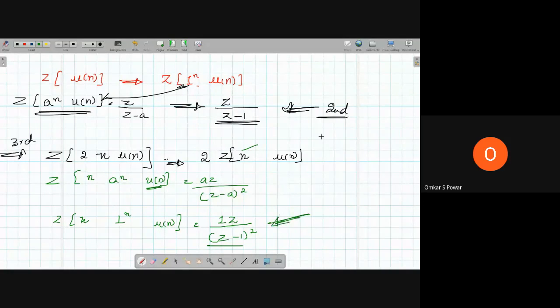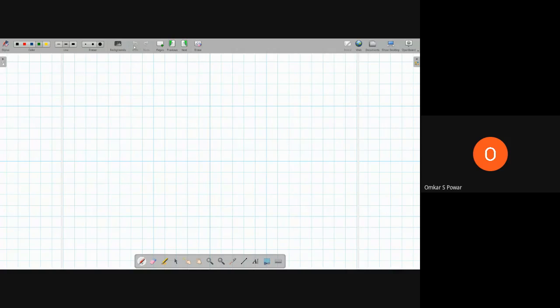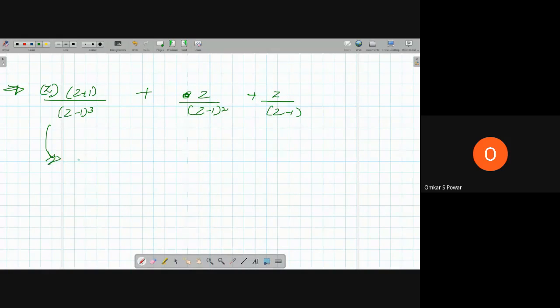So we have got our third term, we have got the second term, and we have got the z transform of the first term. Then what we have to do? We have to add all the terms together. So it will be your first term, which is z into z plus 1 divided by z minus 1 the whole cube, plus what is your second term? z divided by z minus 1 the whole square, and your third term is z by z minus 1. So take the LCM, simplify this one. So you should arrive at the answer as z cube plus z square divided by z minus 1 the whole cube.